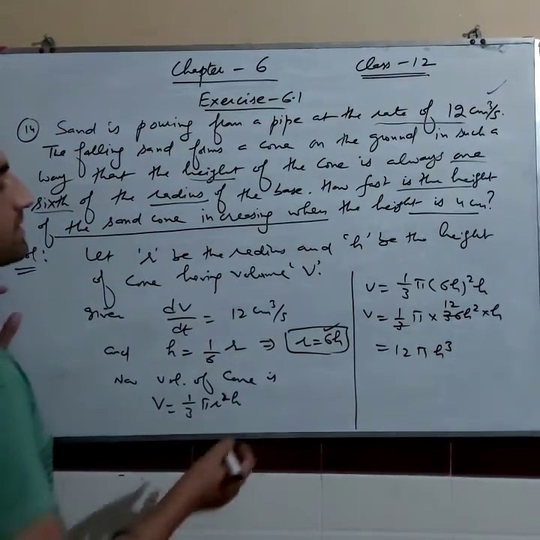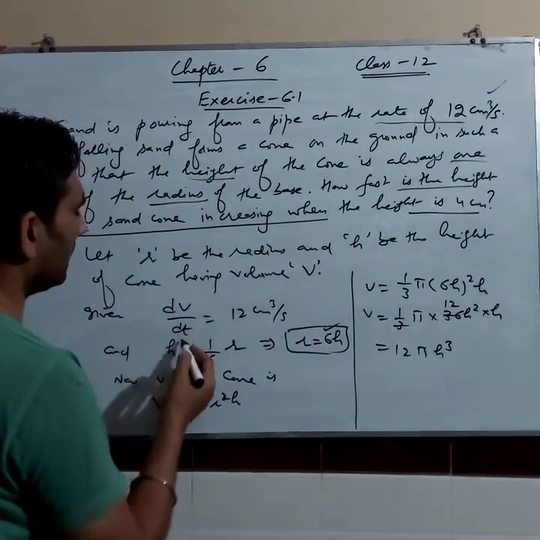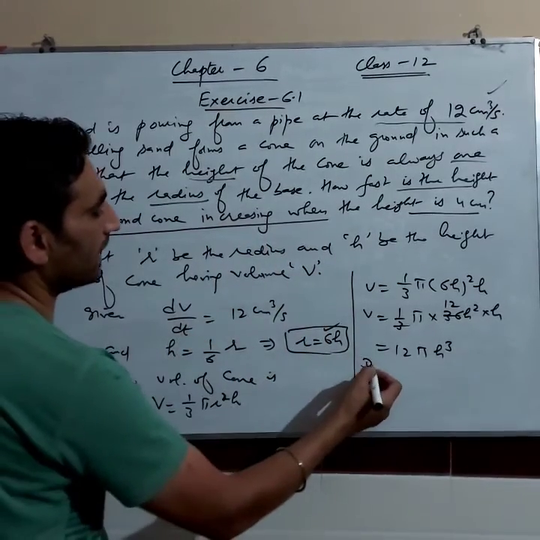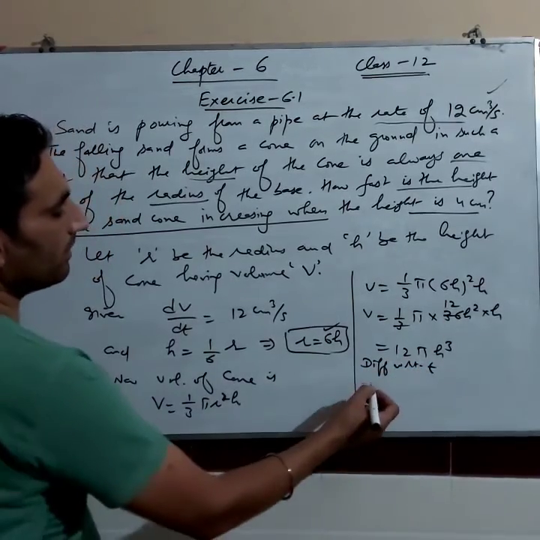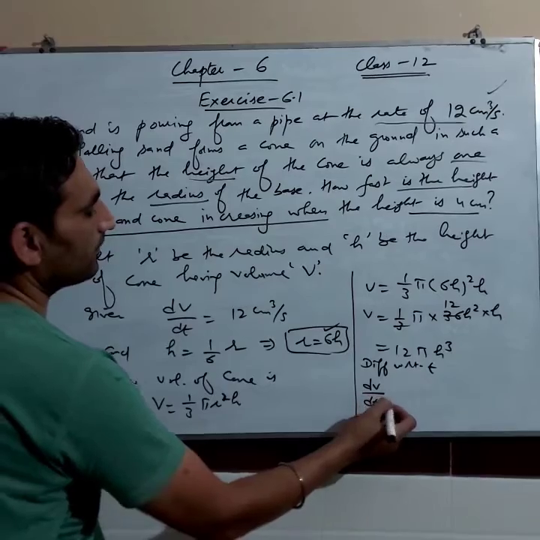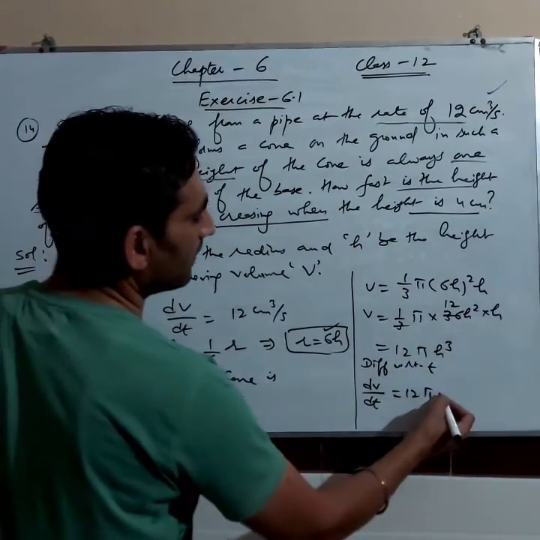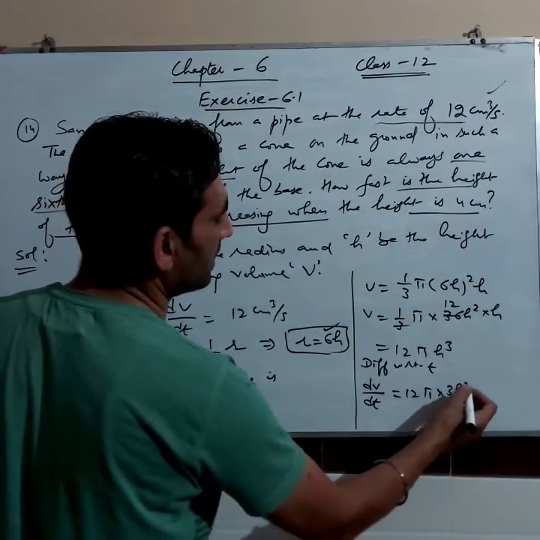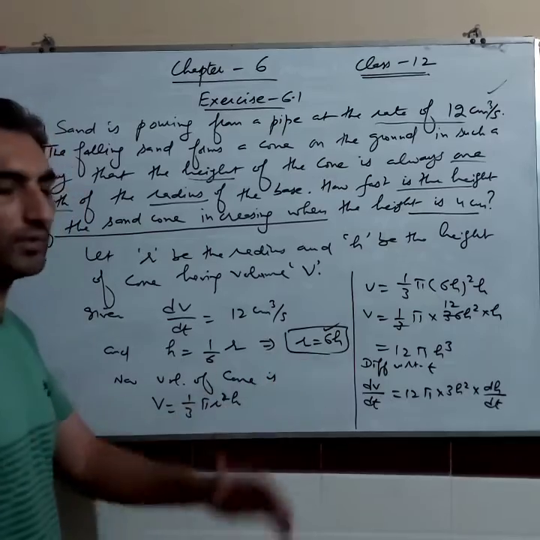Now we will find its derivative with respect to time, since the rate of change of volume is given with respect to time. So we will write, differentiating with respect to time, it will be dV over dt equal to 12 pi as it is. What about the derivative of h cube? It is 3h square into dh over dt. Now only calculation work left.